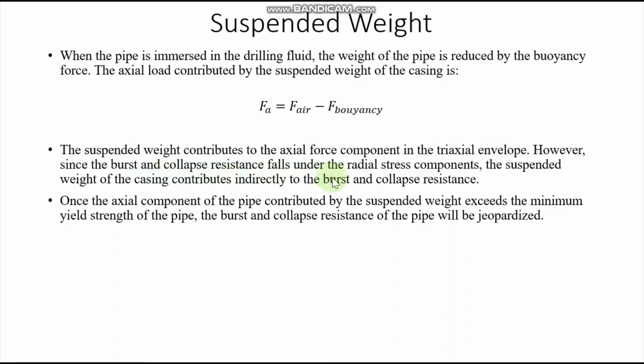However, since the burst and collapse resistance fall under the radial stress component, the suspended weight of the casing contributes indirectly to the burst and collapse pressure. Once again, if this axial component contributed by the suspended pipe exceeds the minimum yield strength of the pipe, the burst and collapse resistance of the pipe will be jeopardized. Again, same as the bending force, the suspended weight doesn't directly affect the burst and collapse pressure. However, it can impose tension on the pipe, which changes the minimum yield strength of the pipe, causing it to have a lesser resistance to burst and collapse.